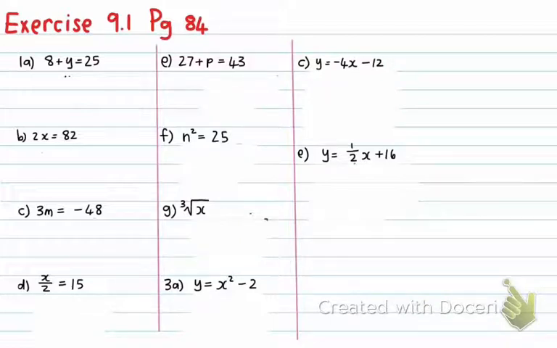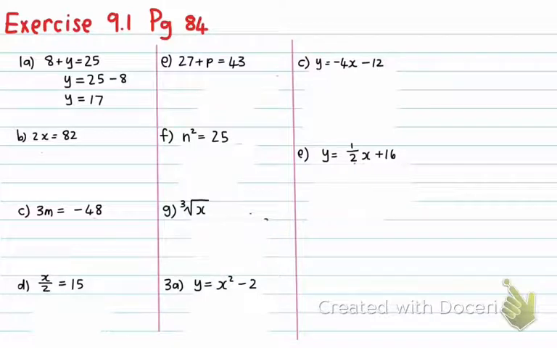So in question number 1a, we have to solve for y. Remember, I want to get y alone. So that's why I take the positive 8, which is on my left-hand side, to the right-hand side and it changes its sign. So now it becomes a negative 8, and 25 minus 8 is then 17.